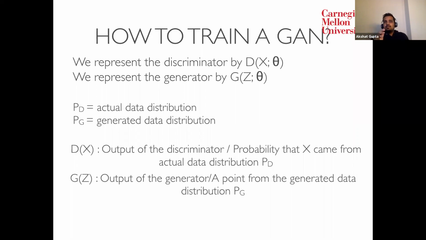And G(z), what does it represent? It's the output of the generator, yes, but it's also a point from the generated data distribution, PG. So I hope this setting up of the problem statement is clear to everyone, because next I'll start asking questions about what we should do in different scenarios. So does anyone have any questions up to this slide or about this slide?